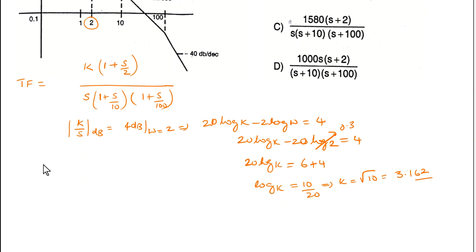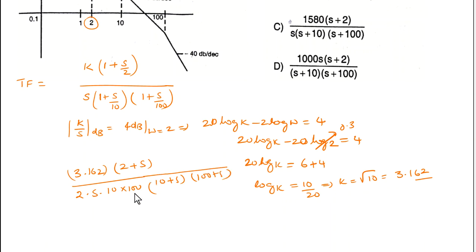Now substitute the value of k here in the transfer function. So 3.162 times 2 plus s divided by 2 into s into 10 plus s into 100 plus s. Okay, so then you have to write it with 10 into 100. Simplify this equation here, you'll get the answer.